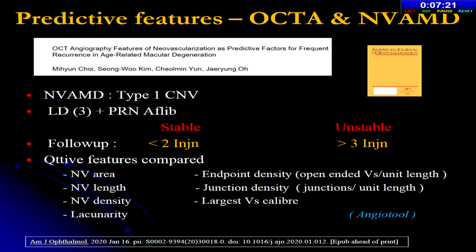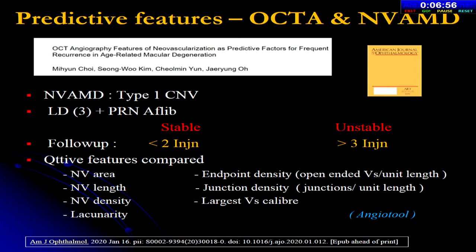Now, predictive features of using OCTA for neovascular AMD. This was given by a very recent, very good article by Choi et al., who looked at type 1 CNV in neovascular AMD and subjected these patients to loading doses of aflibercept and then PRN thereafter. They then segregated the patients into 2, those that were stable, who required only less than 2 injections in the follow-up period after loading dose, and the unstable patients who required more than 3 injections.